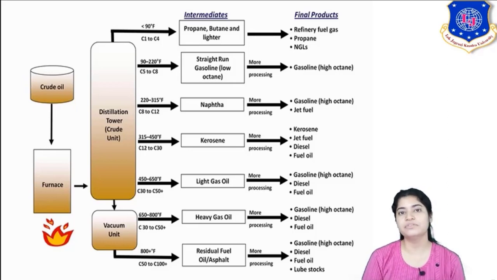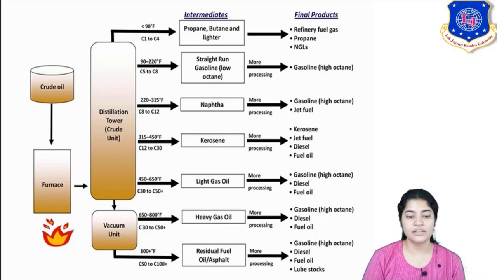So the purpose of this chapter is to know the properties of those fractions: what their composition is, what the properties are, and what important tests you need to know to judge their quality for further implications. Like for straight run gasoline, the fraction which you get has a low octane number. That is its property, its quality.